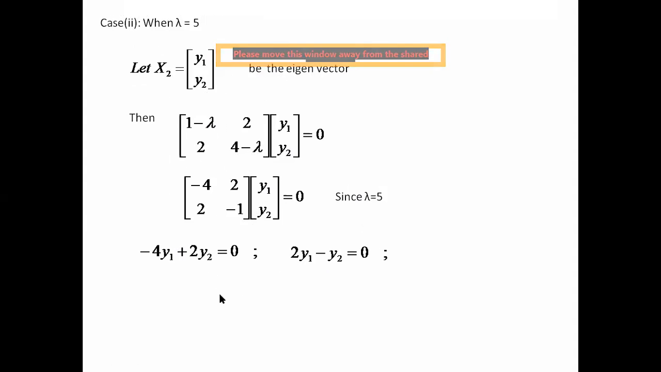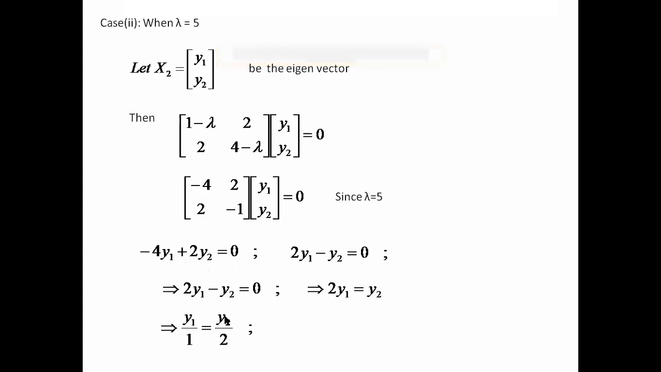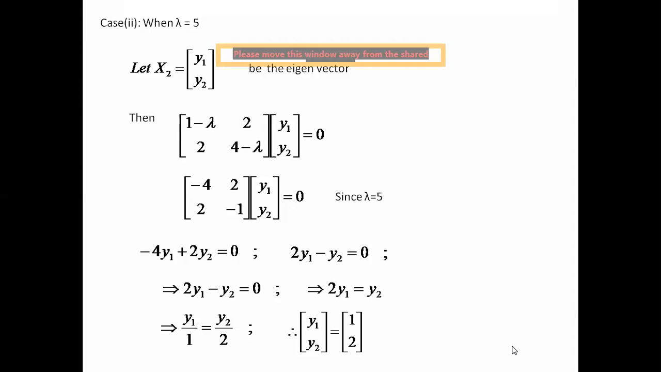Here also you may see that the first equation is a multiple of the second equation. When you multiply the second equation by minus 2, what happens? Minus 2y1 into minus, you obtain this element, minus of minus plus we get. So this is a multiple of this, which means I consider only the second equation. So in the second equation, take this one to the right hand side, then bring 2 this side. This can be written as y1 by 1 is equal to y2 by 2. So what are the values of y1? It will be a multiple of 1, 1 into k we get. y2 will be a multiple of 2. So this is the value of y1, y2. So you got the eigenvectors X1 and X2.